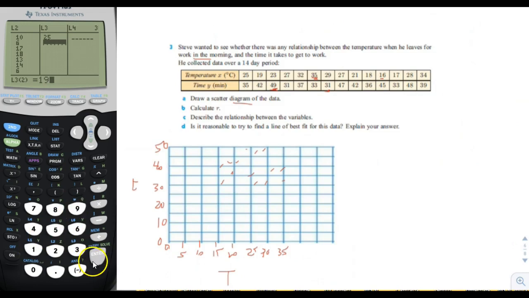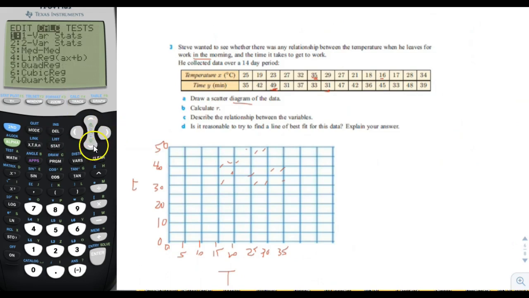So I start myself off by putting 25, 19, 23, and so on, right? And I'm going to do this offline, but I'm just going to put this in the L3 column, and I'm going to put this in the L4 column. I'll be back in a sec. Okay, I just put in my data, and I'm going to do a stat calc LinReg so that I can find out my R. And since I use L3 and L4, I need to put in second 3 for L3, and second 4 for L4, and then I go down to calculate, and then it gives me for R a negative 0.219.